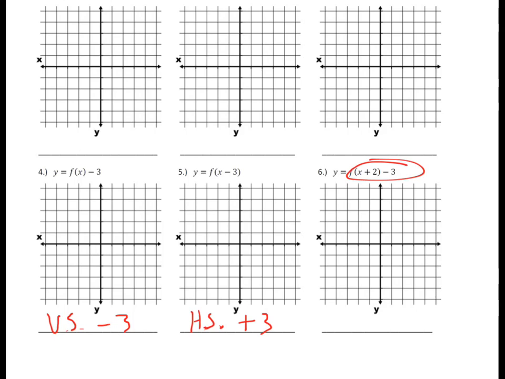And on this last one, we have a change inside the parentheses where it says plus 2. So that's going to be a horizontal shift of negative 2. And then a subtract 3 outside the parentheses, which is going to be a vertical shift of negative 3. So now we know where we're going to move all that stuff. We're going to take our original function and move it. So originally the y-intercept is there at 1. Well, if you do a vertical shift down 3, it's going to be here at negative 2.